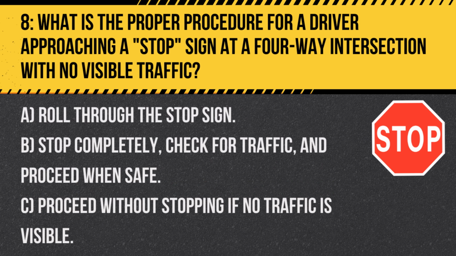Question 8. What is the proper procedure for a driver approaching a stop sign at a four-way intersection with no visible traffic? A. Roll through the stop sign. B. Stop completely, check for traffic, and proceed when safe. C. Proceed without stopping if no traffic is visible.